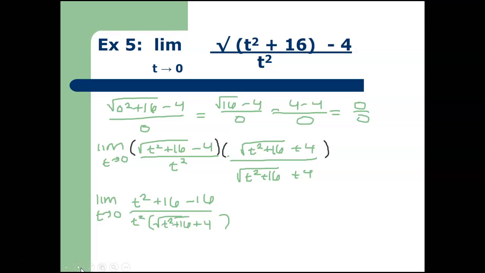Do not FOIL, distribute, multiply anything with your denominator. Just gotta carry it along. Because naturally, plus 16 minus 16 cancel. So it leaves you with t squared over all of that. But technically, there's kind of like a factored out t squared. So t squared over t squared becomes 1. So this becomes the limit as t approaches 0 of 1 over square root t squared plus 16 plus 4.